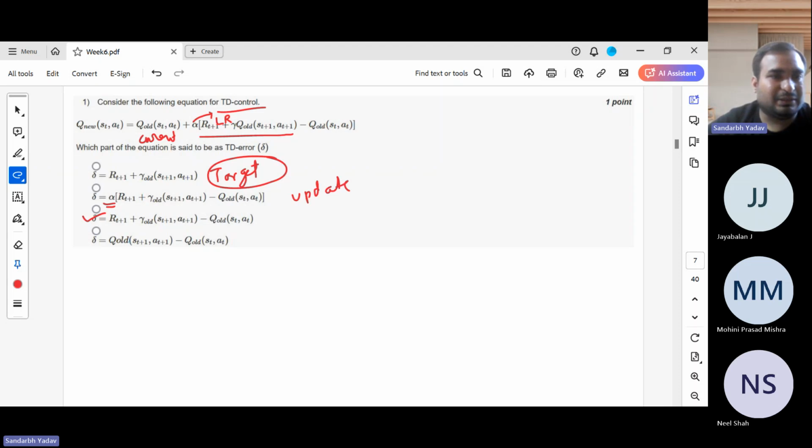You are adding this update to the old value of Q and getting the new value. With the learning rate, you can call it the update. And this entity which I have underlined is the target. This is the old estimate. So basically our TD error is the target minus the current estimate. So this is known as the TD error.